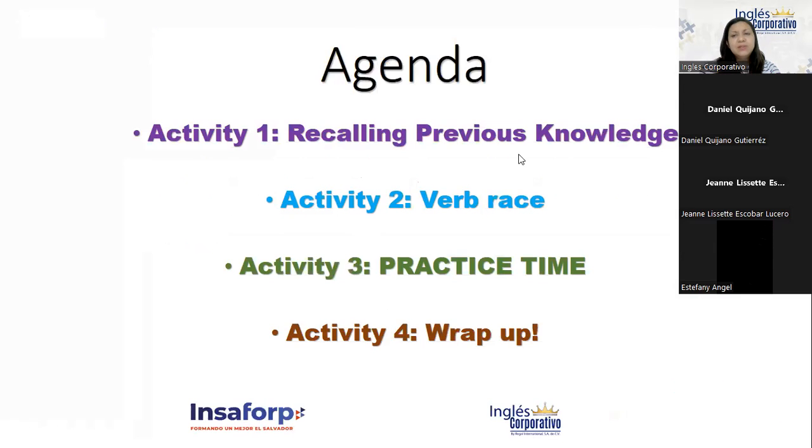So we have recalling previous knowledge, then we have an activity, verb race or verb competition, activity 3, practice time, and activity 4, wrap up.